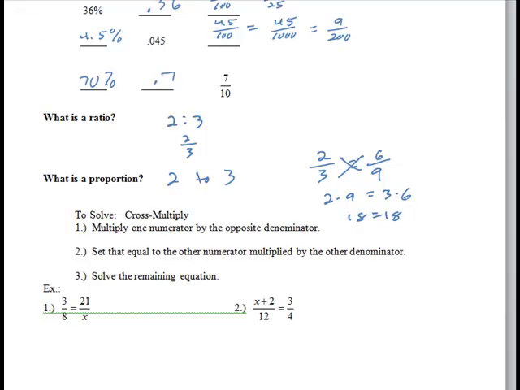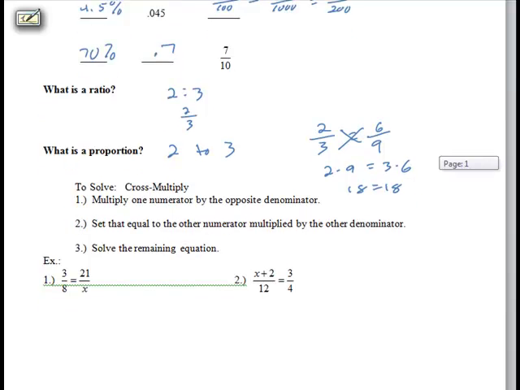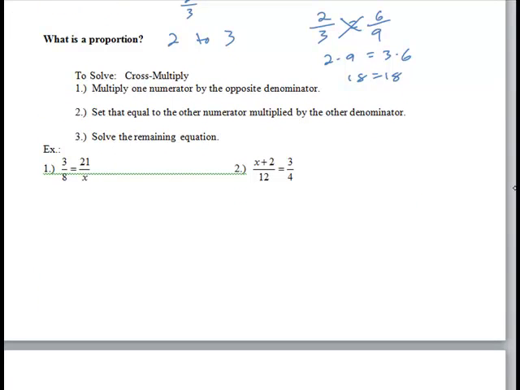This cross multiplication process allows us to find missing values in a proportion. For instance, example 1, one ratio set equal to another ratio. In other words, one fraction set equal to another fraction is a proportion. Obviously, we have a missing value there, x, so we can cross multiply in order to solve it. x is going to be multiplied by 3, which gives us 3x. The remaining numerator and denominator, 8 and 21, will be multiplied together, giving us 168. At this point, it's just a simple linear equation that we can solve. x is equal to 56.